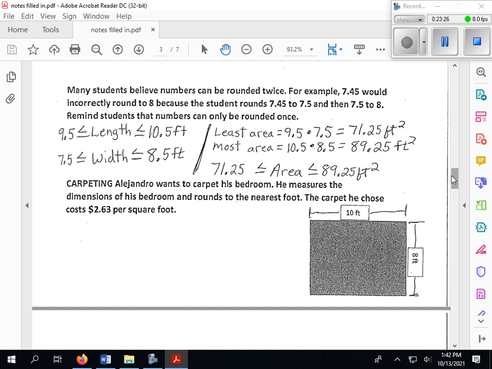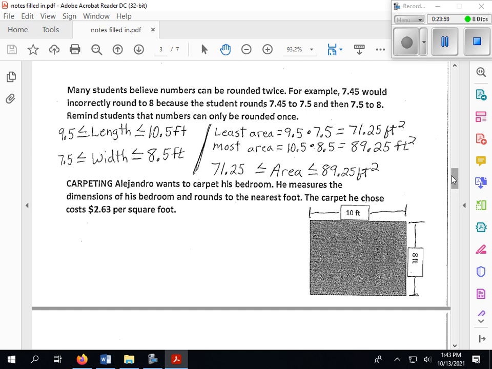Many students believe that numbers can be rounded twice. Don't do that. If we have 7.45 and they want you to round it to the nearest whole number, is that going to round to 8? What's it going to round to? 7, because all we look at is the 4 there. All right, so don't round it twice. Don't say, well, that rounds that number up, so that's 7.5, then we're going to round that up. Don't do it twice.